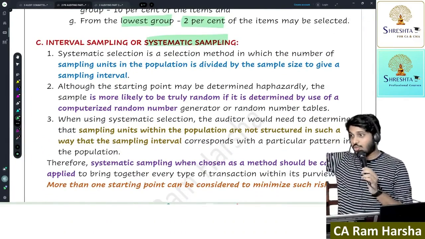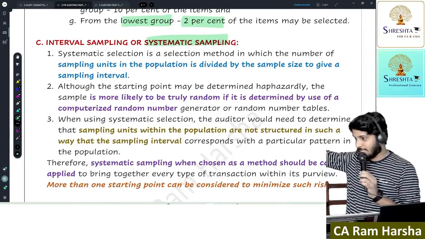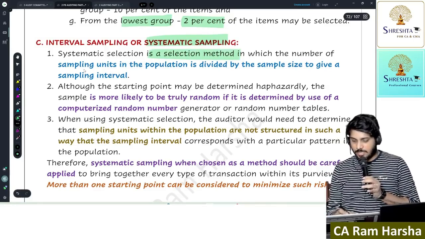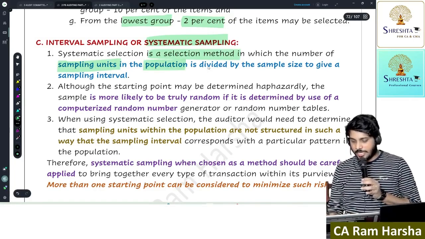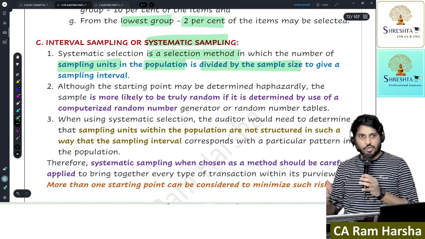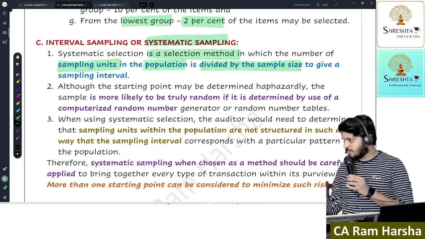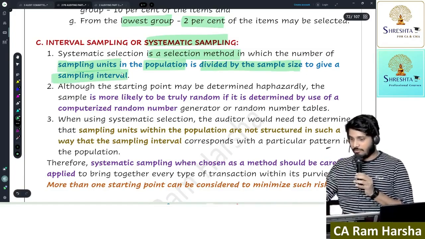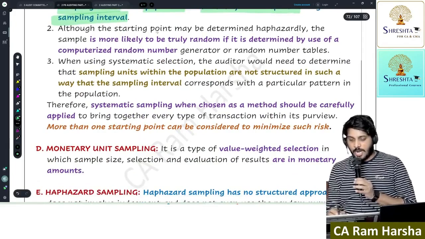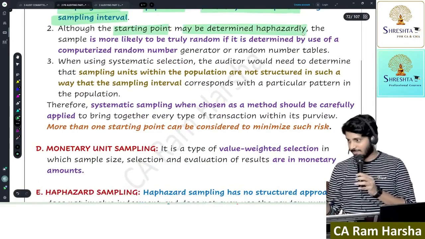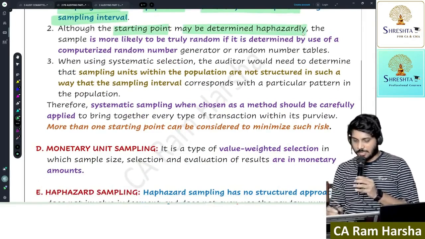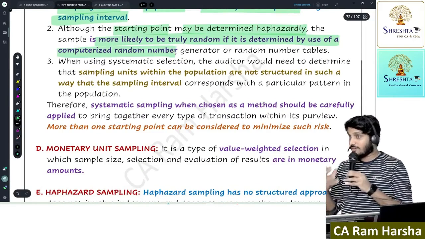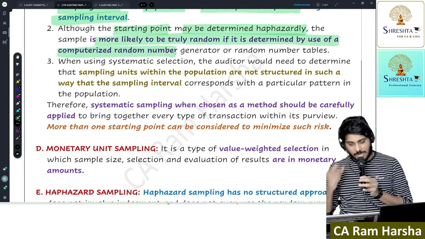We divided 277 by 20, the sample size, which is equal to 14. That is the interval. What is systematic selection? It's a selection method where the sampling units in the population are divided by the sample size. In our sales report, how many sampling units were there? 277 divided by 20. What is the interval? 14. The starting point may be haphazard, but it is more likely random, if at all we select that number by computerized random number.